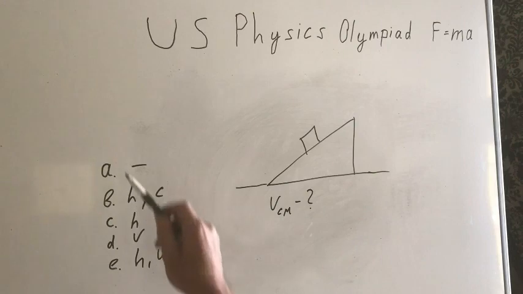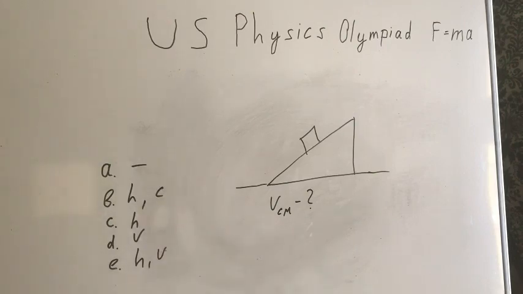So we have 5 options. First option: does not move. Second option: moves horizontally with constant speed. I'm sorry. C moves horizontally with increasing speed. D moves vertically with increasing speed. And E moves horizontally and vertically.